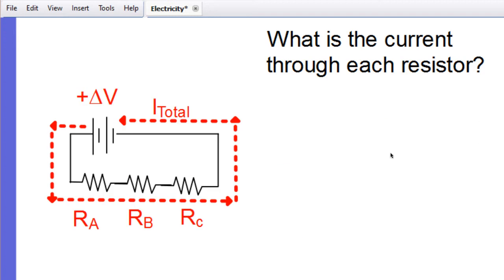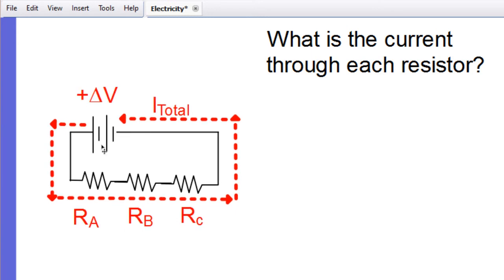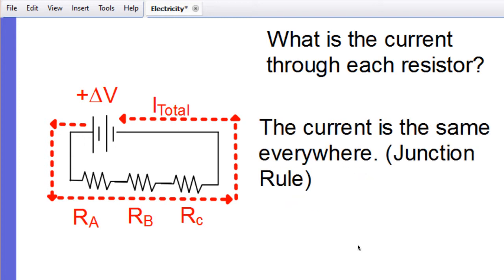Alright, so what is the current through each resistor then? If we've got resistor A, resistor B, and resistor C, the voltage of the battery, and I total coming out, how much of I total goes through RA? How much goes through IB? How much goes through IC? The answer is, it has to be the same everywhere.